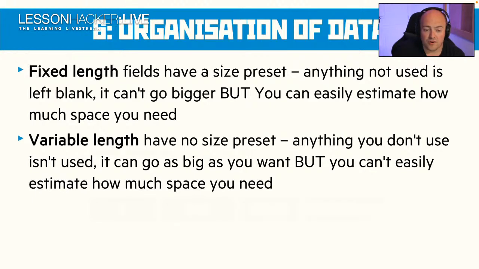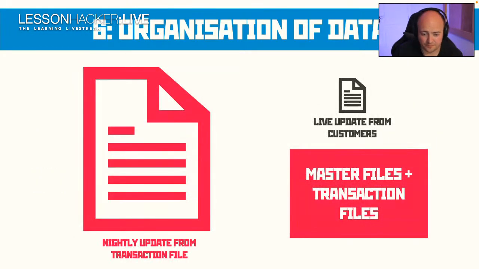So both are fine. Variable length is the more modern, the more consistent way of doing it, but fixed length is what you need if you need to be exact on how much space you want. There's also this, which I know a number of you in my class found quite difficult as well, the idea of a transaction file and a master file. Now, I've tried to make the scale obvious here.